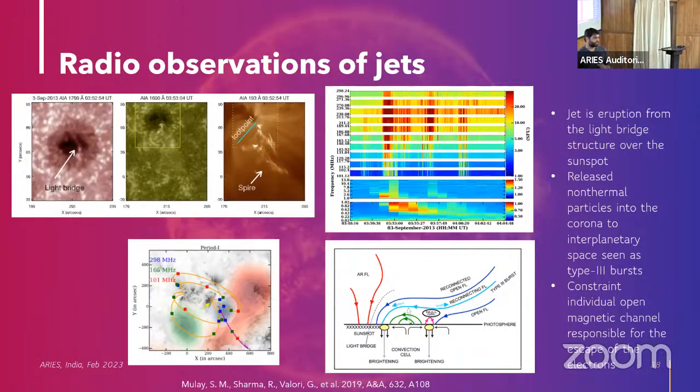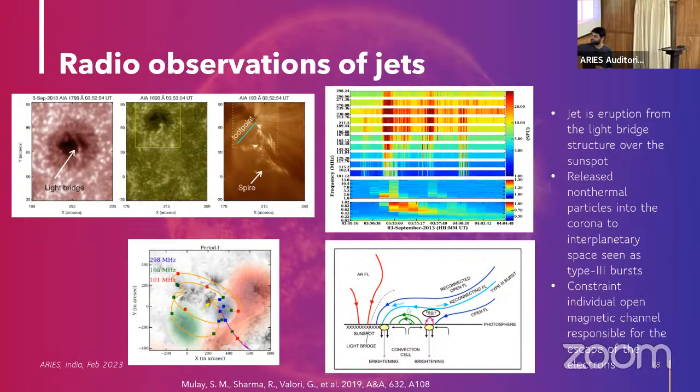Then we also did one study with the jets, where jets originated from this eruption of the light bridge over the sunspot, and then you create this spire. We wanted to see where the radio source would come from, assuming the plasma emission mechanism. So we did some kind of magnetic extrapolation. From the extrapolation, we find some signature of open magnetic field line, and our radio sources, at least at high frequency, matched with this open magnetic field line. At low frequency, it does not, because there would be scattering and reflection.